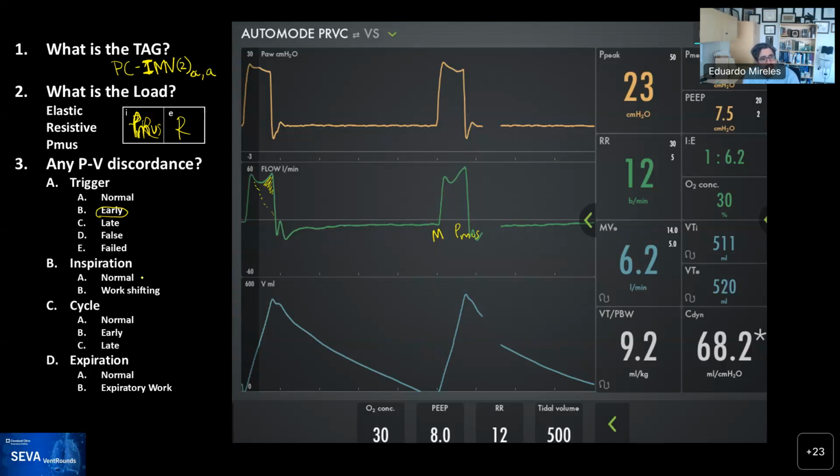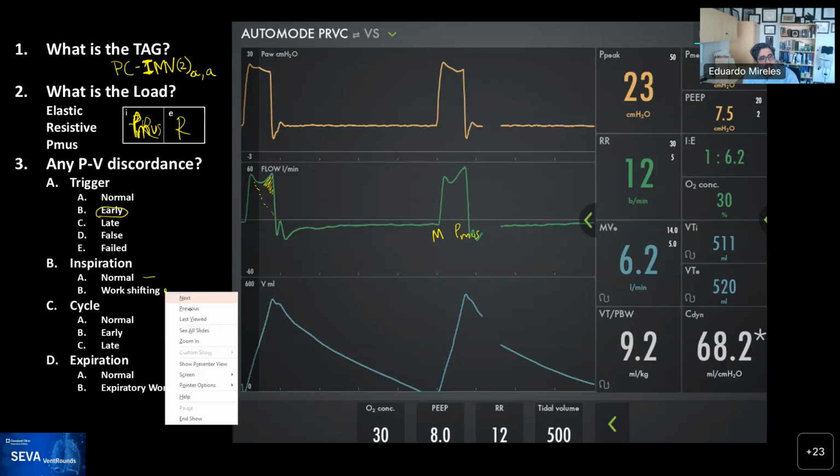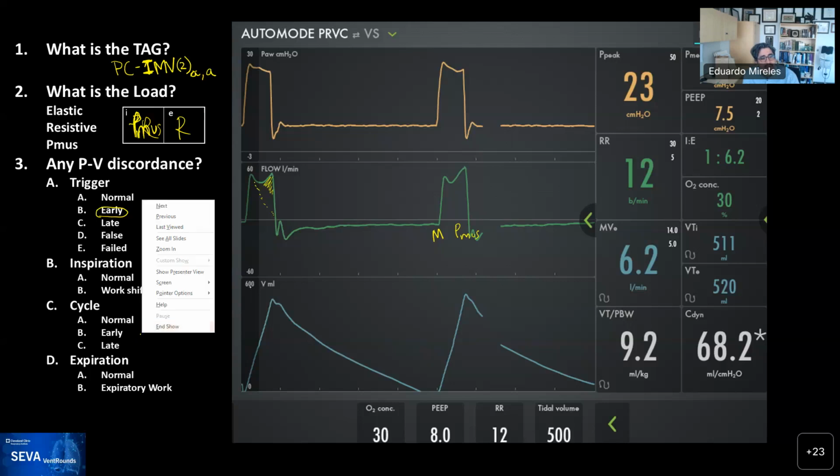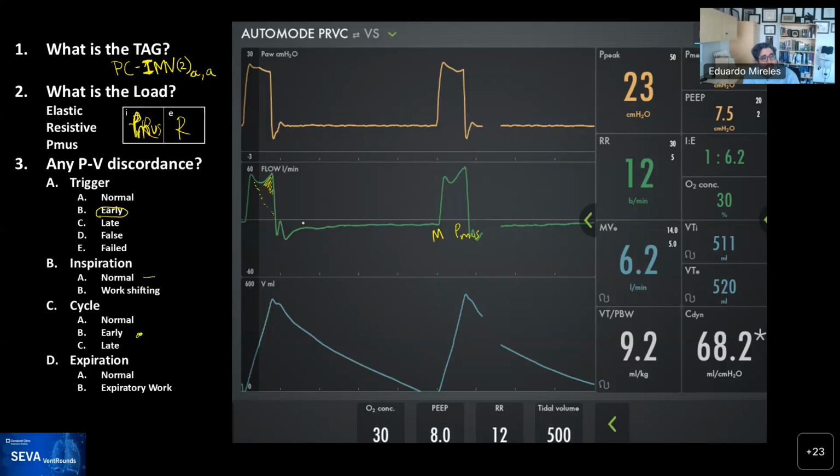What that means is, and you see that here, it's very nice how the waveform moves towards the baseline. Right here, it moves towards the baseline, and that means that after the early trigger, the diaphragm contractility continued to exist, and then it relaxed, and then the exhalation occurs. So when we see that, we usually just call the first one the early trigger, because that's what's causing the rest of the abnormalities. If not, you would be double counting the discordances. And then during expiration, perhaps some expiratory work, but very high resistance.